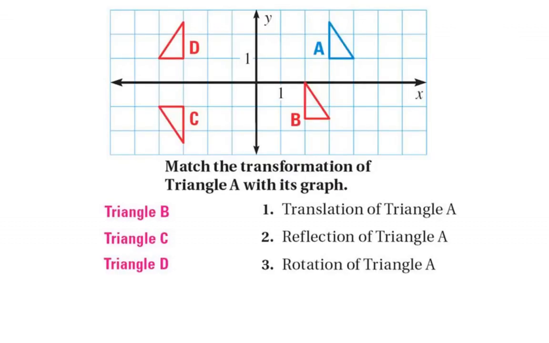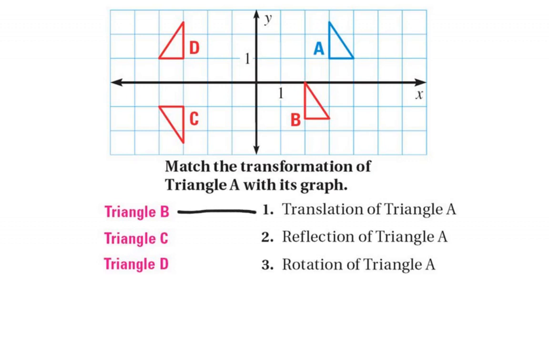Okay, we're seeing four congruent triangles here. Triangle A, which is blue, would be the pre-image. And then triangles B, C, and D, which are all red, would be the image. And the question is asking us which one goes to which. So B looks like it's the same shape, size, and orientation as A. That must mean it's a translation. So B is the translation here.